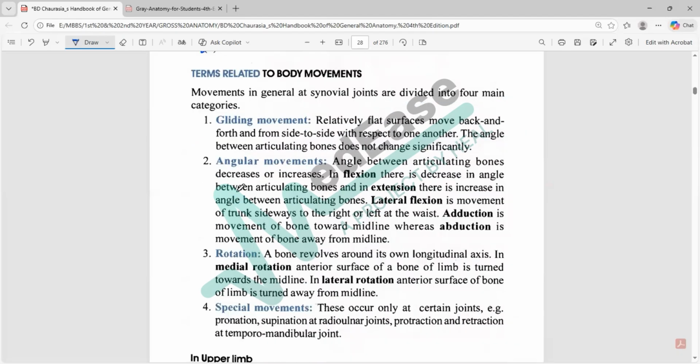Now, when we talk about the movements, we need to remember we have the gliding movements, which involve back and forth movements, like the wrist. When we glide the wrist, we have the gliding movement. The angular movements are produced at specific angles, like for the elbow: when the two bones, the forearm and the arm bones, are brought close to each other, this is called flexion. When the angle is increased, it is known as extension.